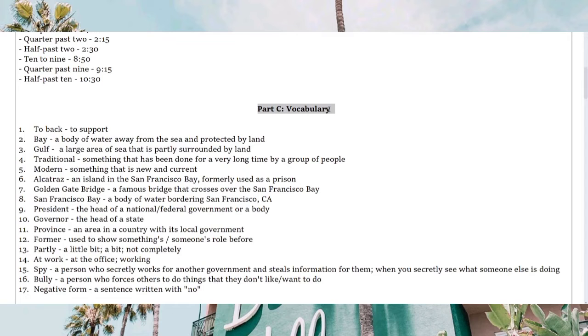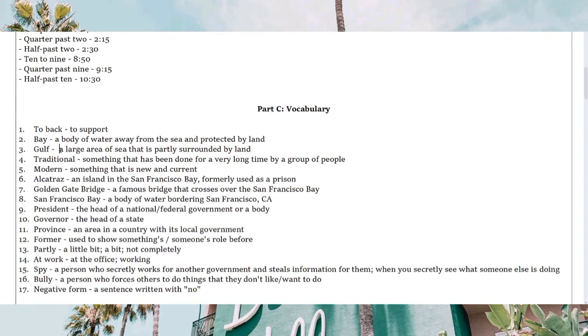Okay, let's do part C, vocabulary. To back is to support, not your back. Not a noun, but back as in a verb. You back someone, you support them. A bay is a body of water away from the sea and protected by land. It doesn't mean it's surrounded by land, it's just shielded or protected by land.